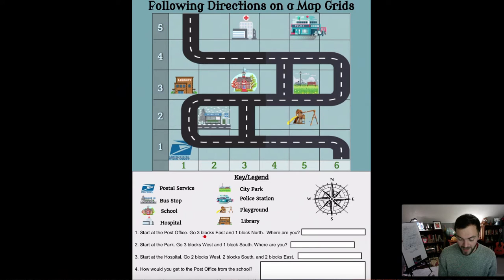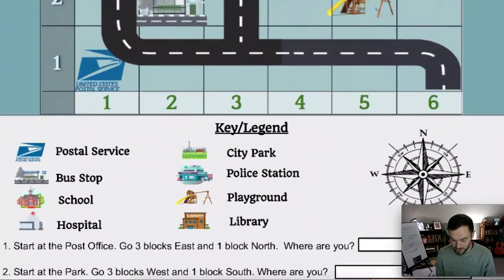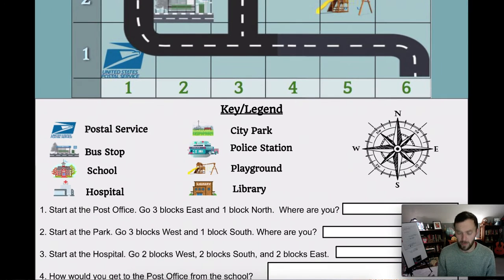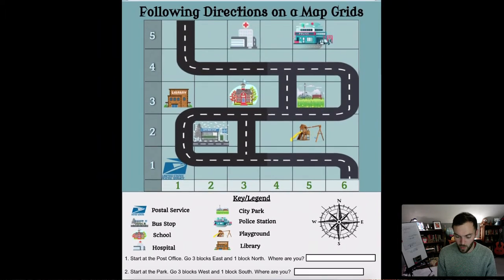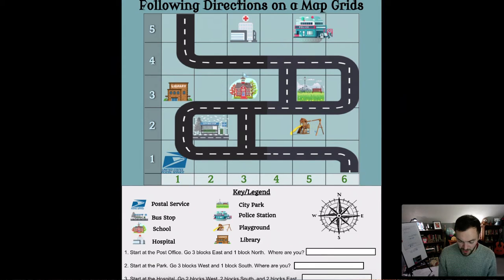Go 3 blocks east and 1 block north. So again, use this compass rose here. That's going to help you remember what direction east is and what direction north is. And each of these squares on this map represents 1 block. So for this first one, start at the post office here, go 3 blocks east, 1, 2, 3, and 1 block north. Let's see here, that would be 1, 2, 3, and then 1 block north. Whoop, up here we go. And that would be the city park.